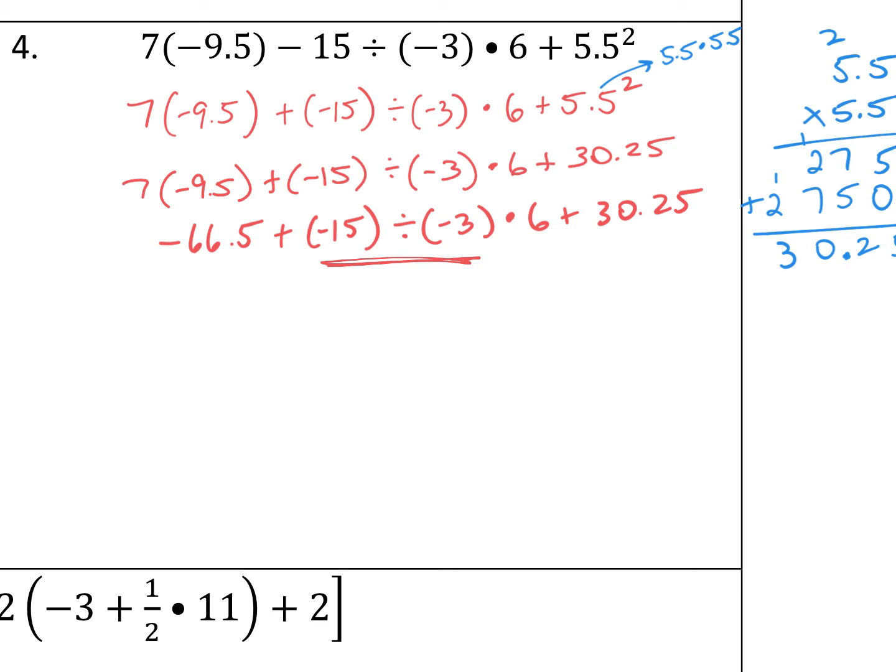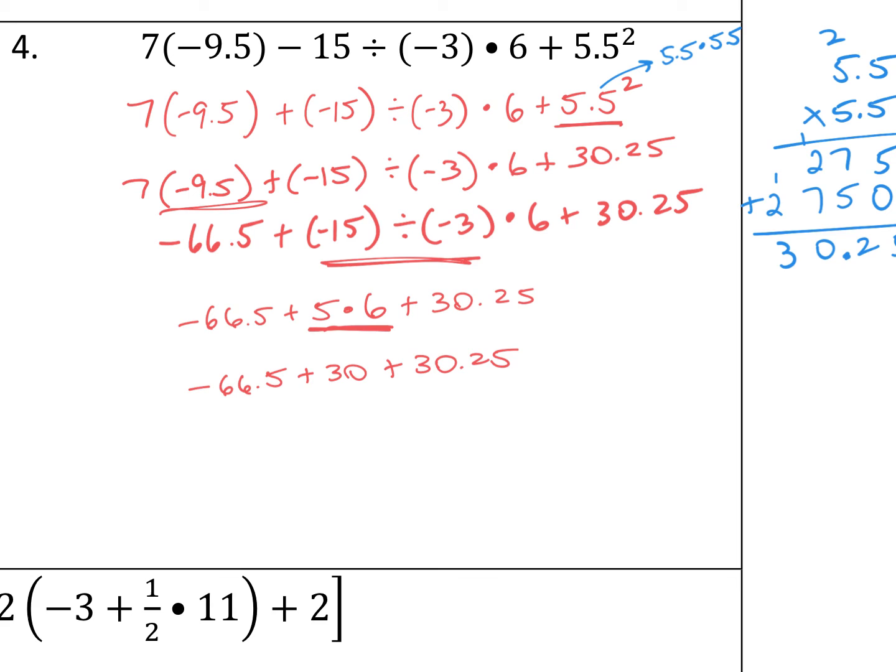Oops. So we did that, and then we did that. So negative 15 divided by negative 3 is positive 5. So I'm going to rewrite. Again, we're still not doing addition because we have this multiplication right here. So I'm going to do 5 times 6, which is 30. Now I can move into addition.